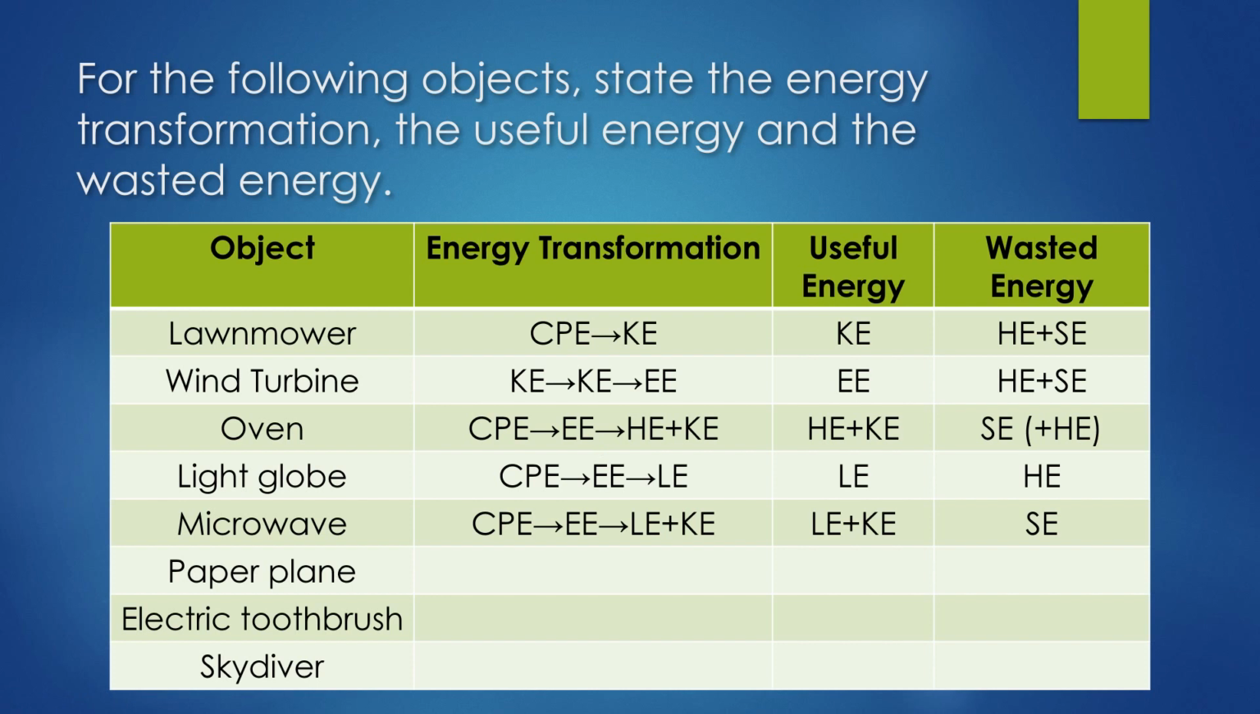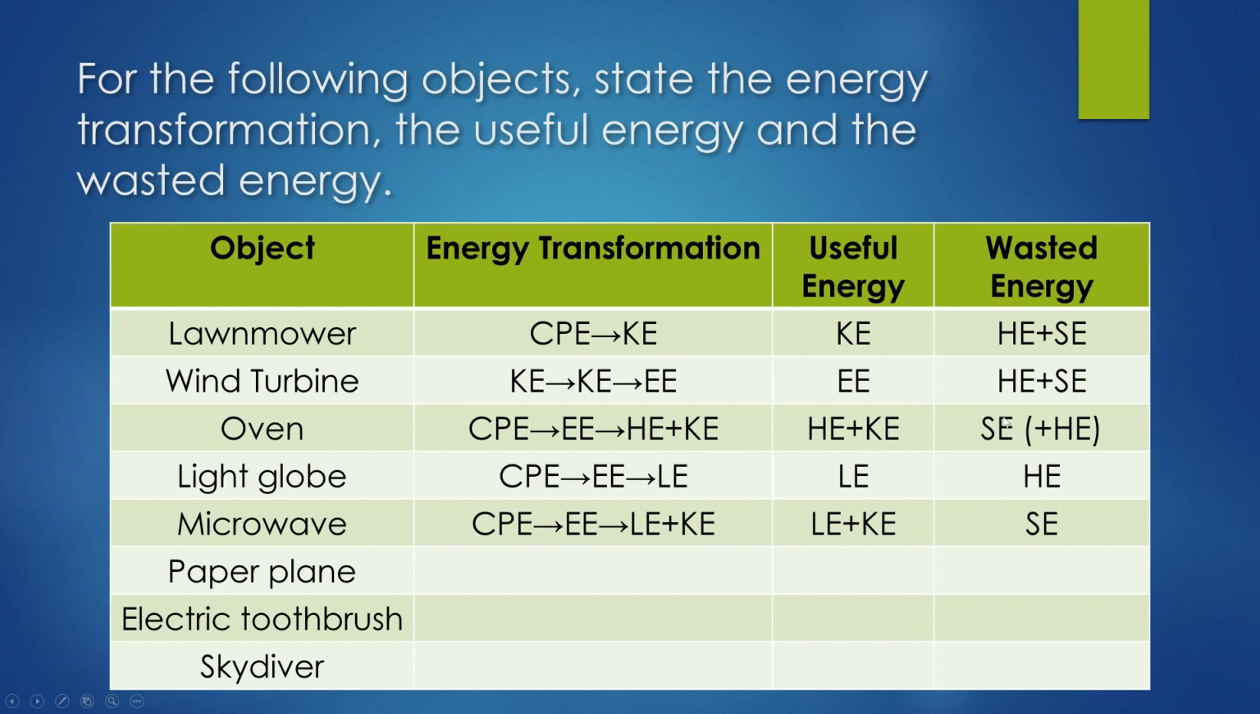So what we want out of an oven is heat energy and kinetic energy. I've put kinetic energy there because my oven's fan forced, so it has a fan in there which is also running off the electricity. Heat energy and kinetic energy are what I want. If you just have an oven that doesn't have a fan in it, you just have heat energy there.